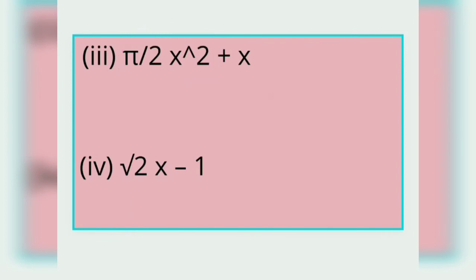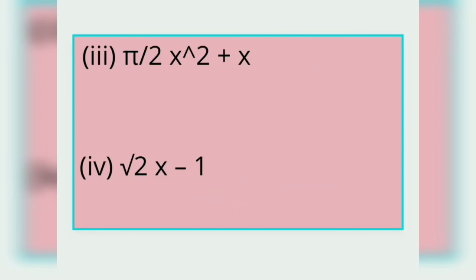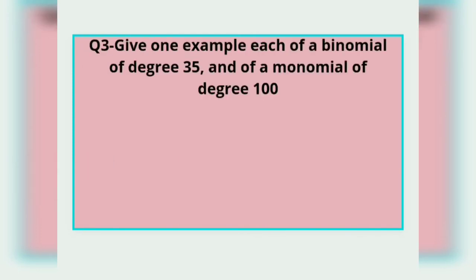We move to the fourth one. Root 2x minus 1. Now check whether I have x square here. No. So the coefficient of x square is 0. Easy. Now move to question number 3.